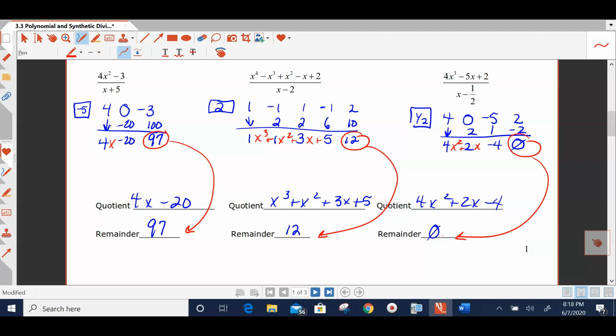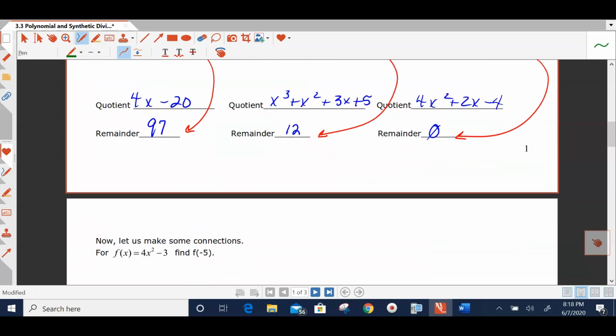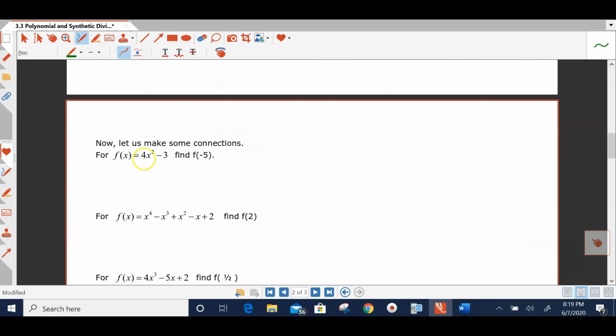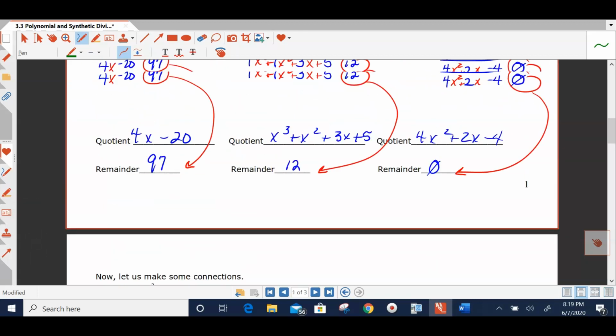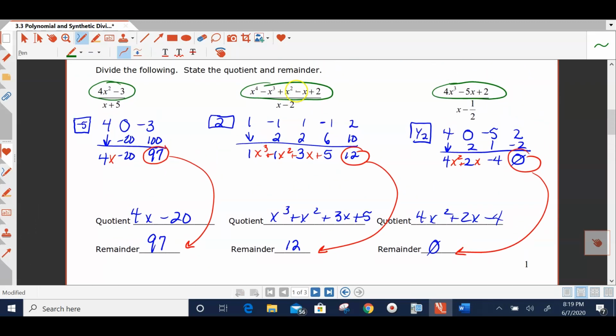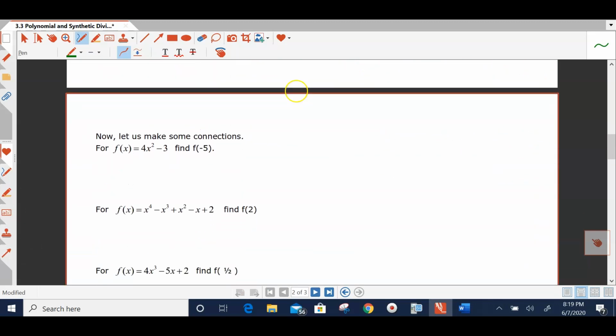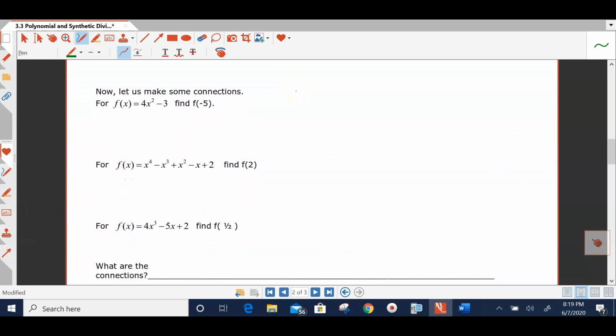Now, I'm going to take these 3 polynomials, and write them as functions. So f of x equals 4x squared minus 3, f of x, f of x. So I took those 3 numerators and wrote them as just some functions. And I would like to find some function values. So you know how to do this.